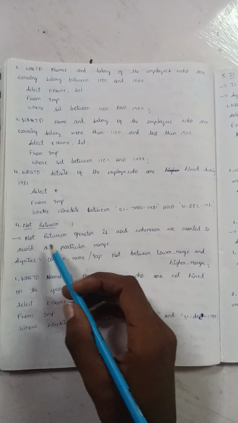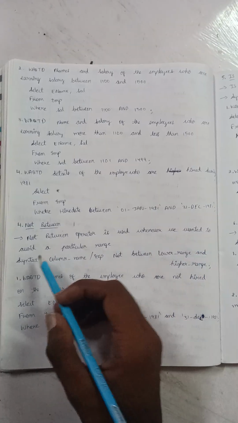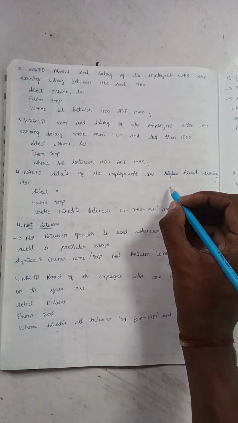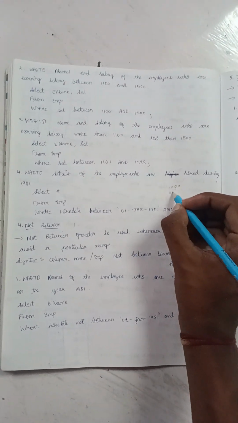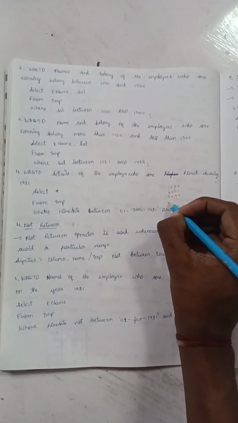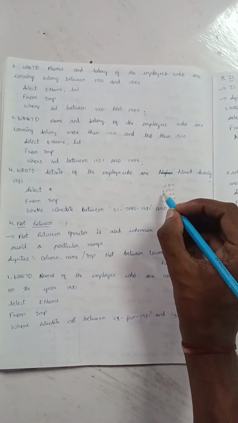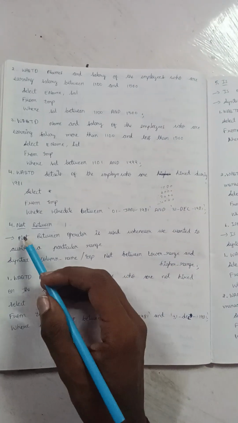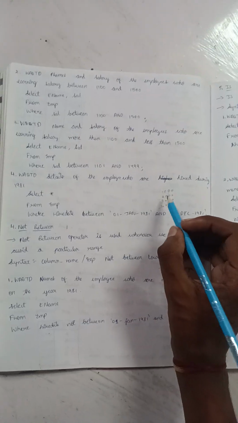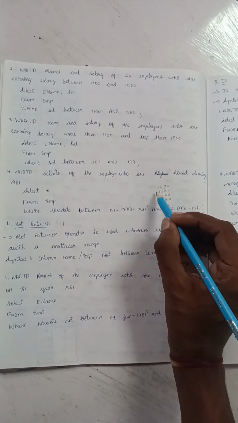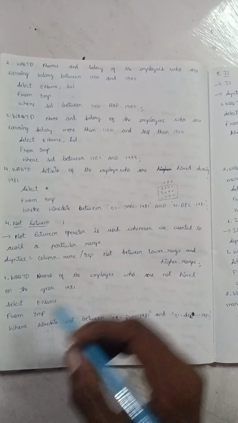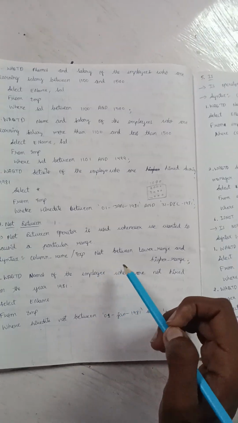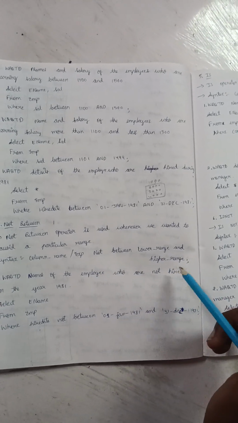The NOT BETWEEN operator is used whenever we want to avoid a particular range. Earlier we had 2000, 3000, 4000. If we don't want 2000 to 4000, then we can use NOT BETWEEN. It will not consider that desired range. The syntax is: column name or expression NOT BETWEEN lower range AND higher range, semicolon.